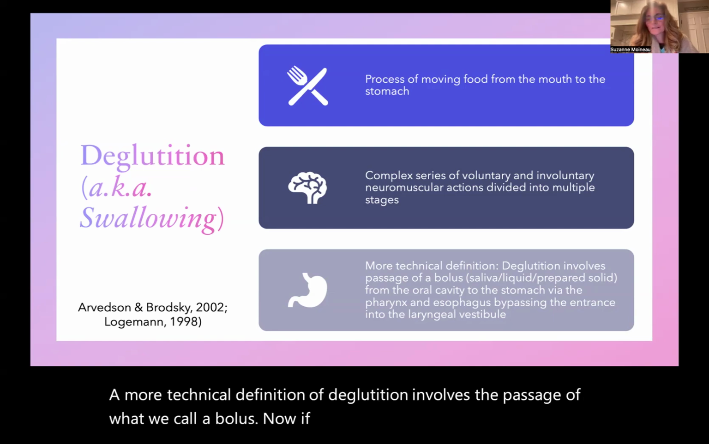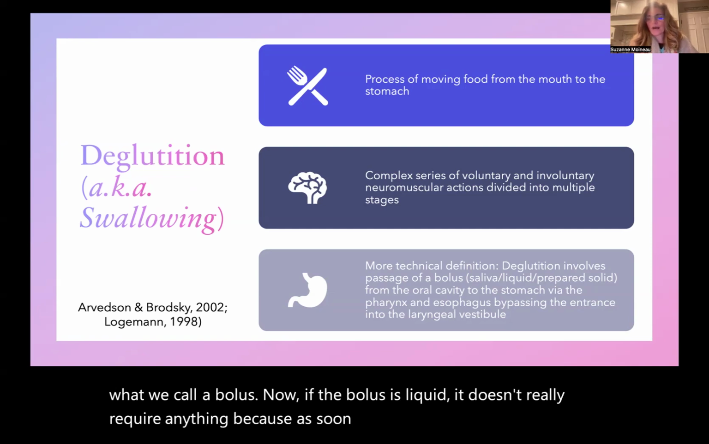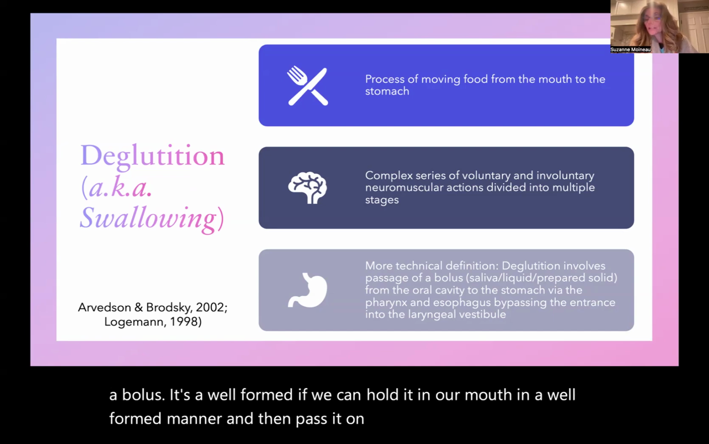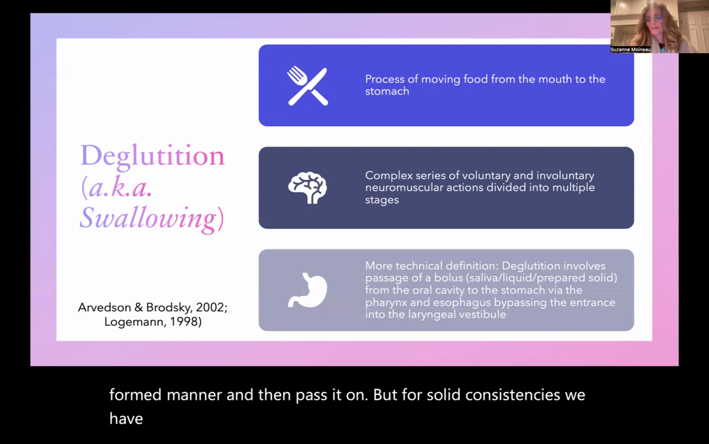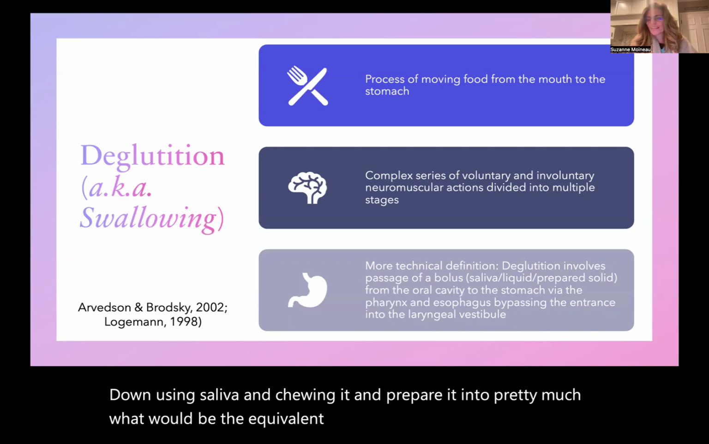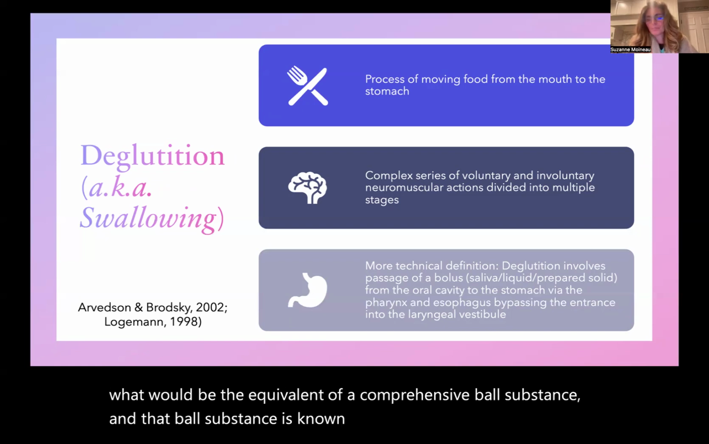Now, if the bolus is liquid, it doesn't really require anything because as soon as liquid gets in our mouth, it is a bolus, if we can hold it in our mouth in a well-formed manner and then pass it on. But for solid consistencies, we have to prepare the solid food. So we have to break it down using saliva and chewing it and prepare it into pretty much the equivalent of a cohesive ball substance. And that ball substance is known as a bolus.